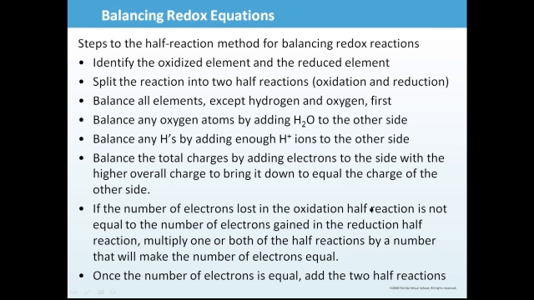All right, now if the number of electrons lost in the oxidation half reaction does not equal the number gained in the reduction half reaction, then we need to multiply one or both by a multiplier to make them equal. In other words, we've got to get that common factor. Once the electrons are equal, then we just add the two half reactions together to get our final balanced equation. And of course, all these steps will make a little more sense as we walk through an example together.